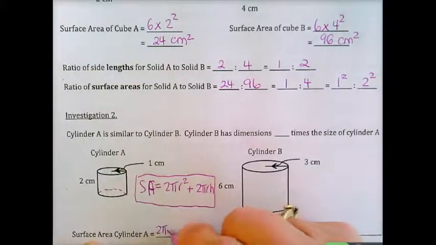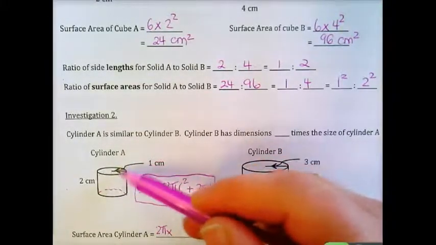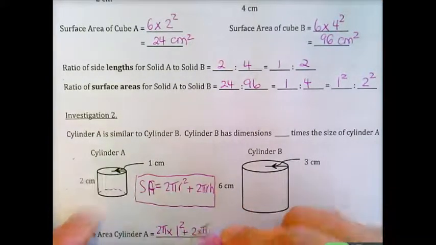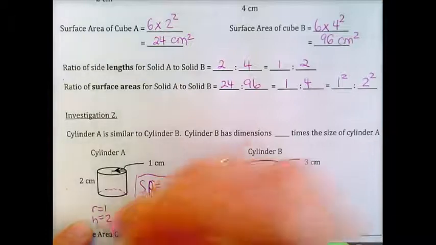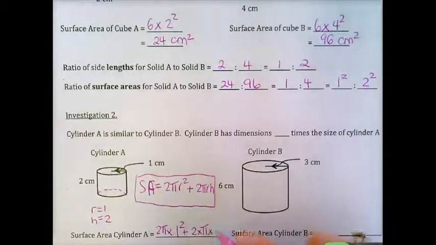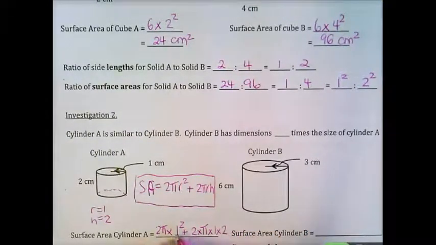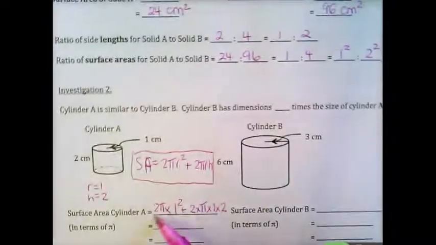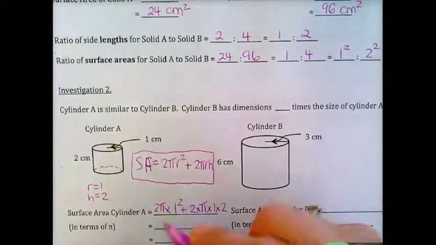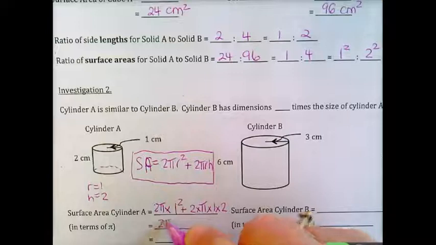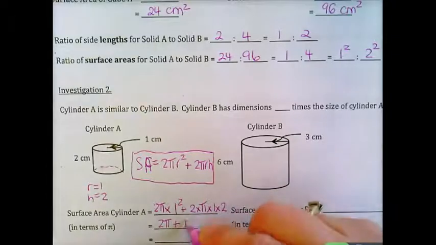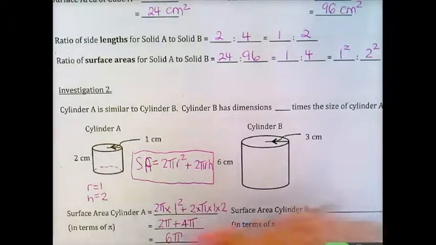So it's 2 pi times, now what's the radius of this cylinder here? I'm just going to write here the radius is 1, the height is 2. So 2 pi times 1 squared plus 2 pi times 1 times 2. Now, what's 2 times pi times 1 squared equal to? 2 pi. Plus, what's 2 times pi times 1 times 2? Multiply the numbers, it's 4 pi, so the surface area is 6 pi.